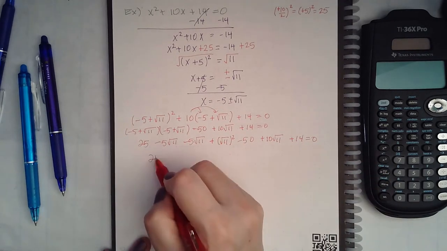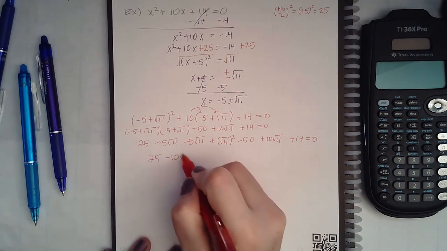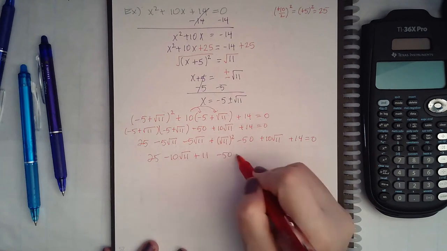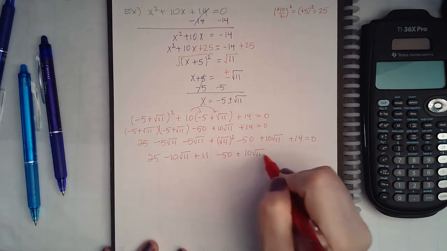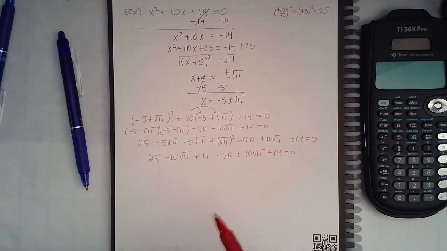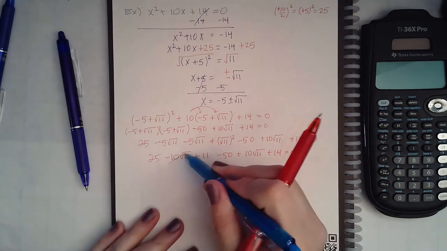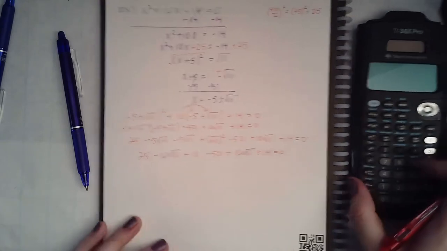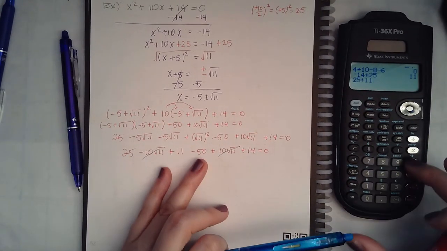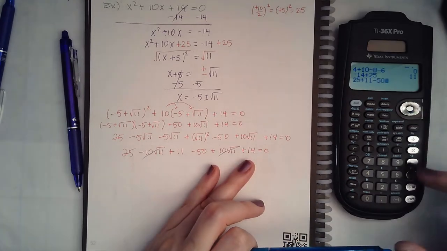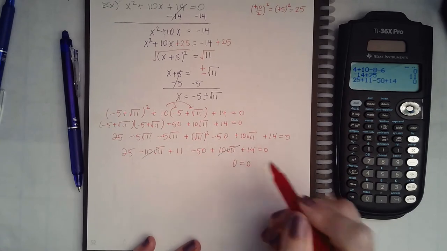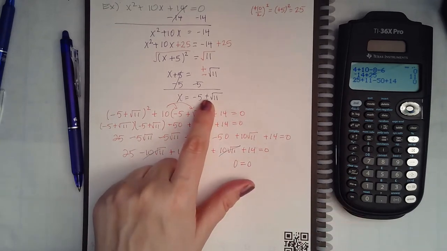So then I get 25 minus 10 square root of 11. Here that would just be 11. And bring down the rest of the equation. Then this term will cancel with this term, and I'll end up with 25 plus 11 minus 50 plus 14, and that results in 0. So the positive version works out.